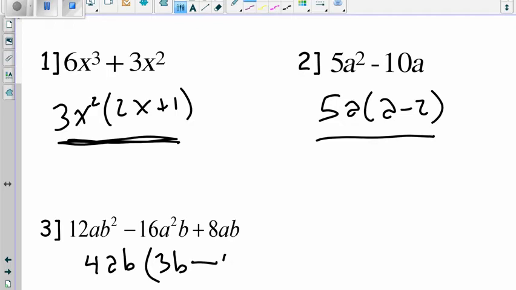The minus sign comes along. Factor a 4 out of 16, I get 4. Factor an A out of A squared, I'm left with A. The B already got factored out. And then plus, factor a 4 out of 8, I get 2. There's no AB. And so that is our complete answer. There's nothing more to do with that.